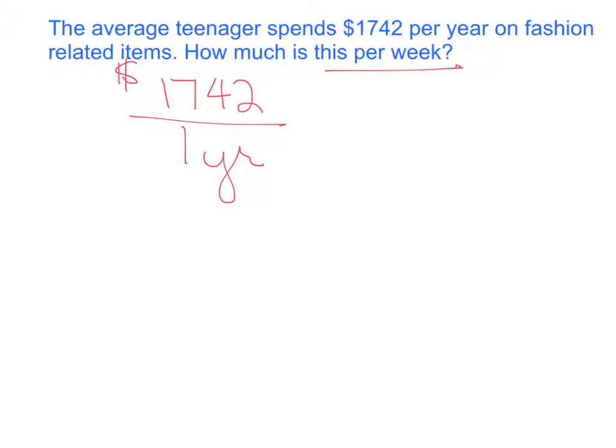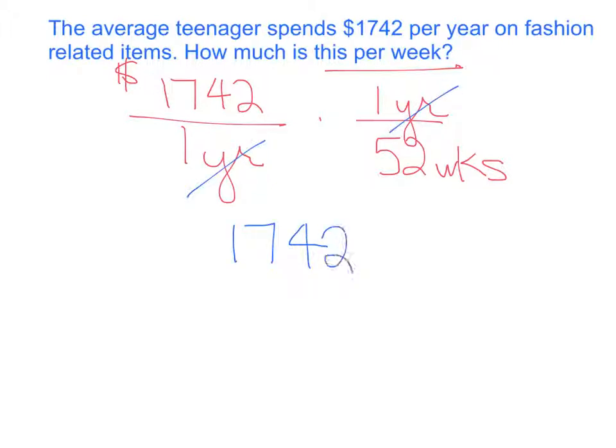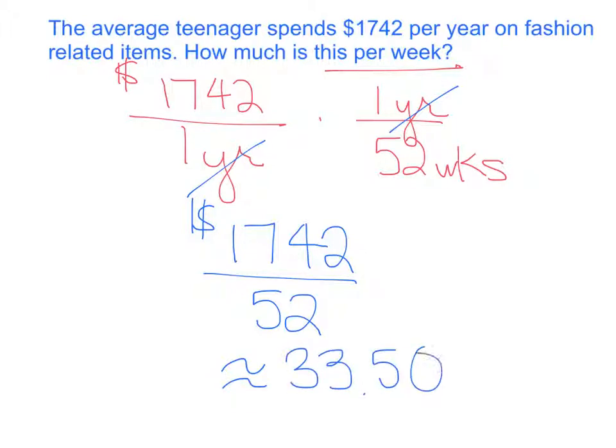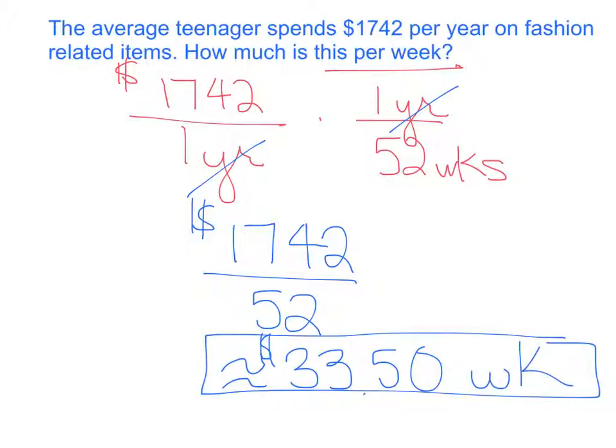So we know that 1 year equals 52 weeks. So our years cancel out, leaving us $1,742 in 52 weeks. So if you divide 1,742 divided by 52, you will get approximately $33.50 per week is what your average teenager spends on fashion.